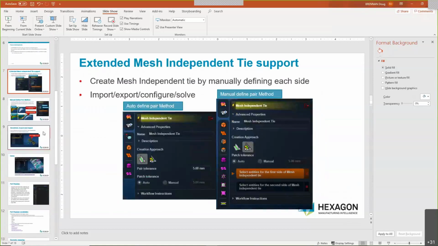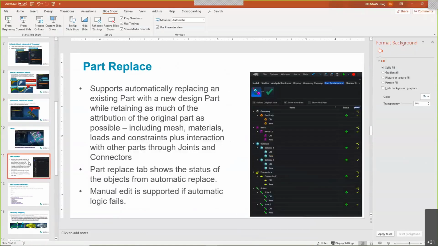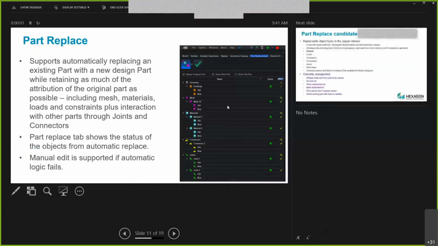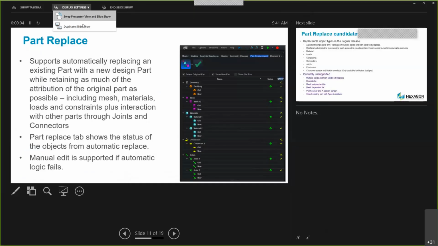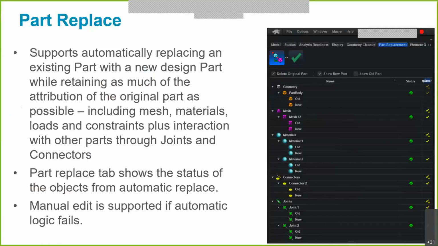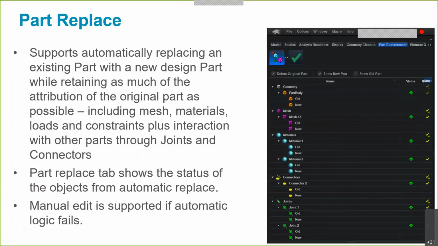Okay, the last thing that I'm going to show is our part replace workflow. So our part replace workflow is pretty straightforward. It does exactly what it says. You have a model, an assembly model, let's say, and you get an update from your design group. And one of the parts has changed. What do you do? So with this tool, you can simply select the part that you want to replace.